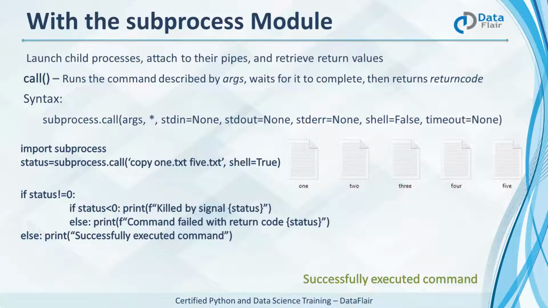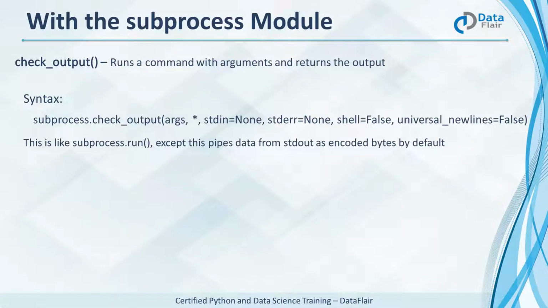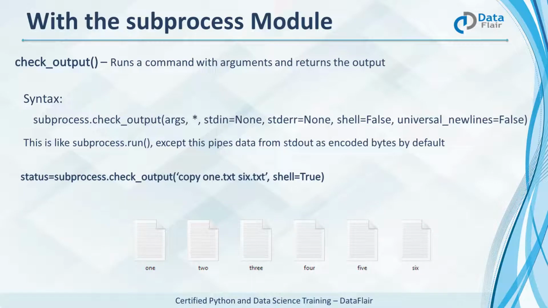We have another function, check output. This runs the command and returns the output. For a non-zero exit code, it raises CalledProcessError. This is the syntax. This function is like subprocess.run, but it pipes data from stdout as encoded bytes. Let's do this. And it creates 6.txt. Note that all copies created so far hold the text hi, I'm 1.